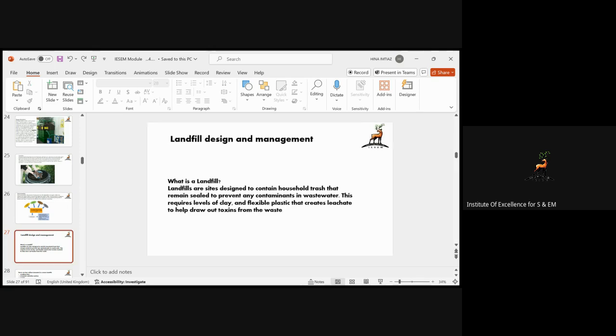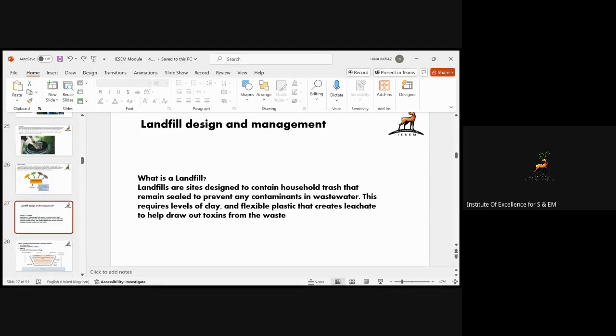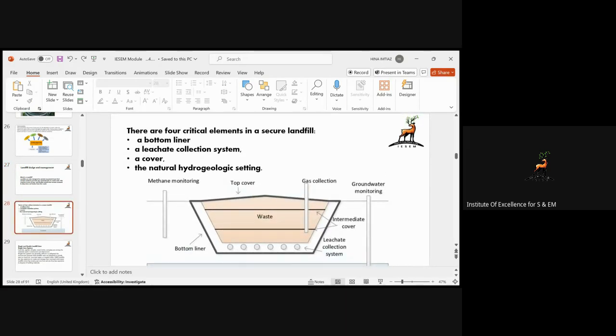So what is a landfill? Landfills are sites designed to contain household trash that remain sealed to prevent any contaminant from getting into the wastewater and into the environment. And this requires a layer of clay and flexible plastic that creates leachate to help to dry out the toxins from the waste. Before moving towards the next slides, I want to tell you that leachate is basically a mixture of liquid, solids and gases which has been in the landfill.